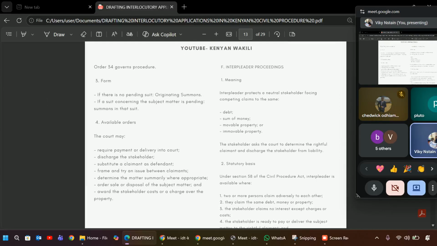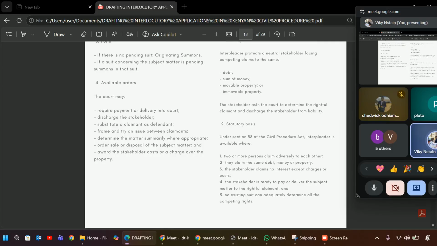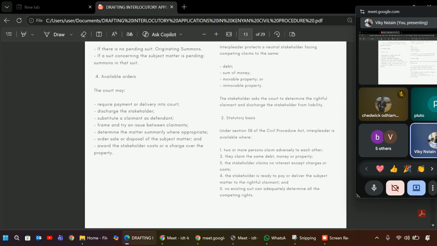The meaning of this is that an interpleader protects a neutral stakeholder facing competing claims to the same debt, sum of money, movable property, or immovable property, in that the stakeholder is the one asking the court to determine the rightful claimant and discharge the stakeholder from liability. And the statutory basis is that under Section 58 of the Civil Procedure Act, interpleader is available where?